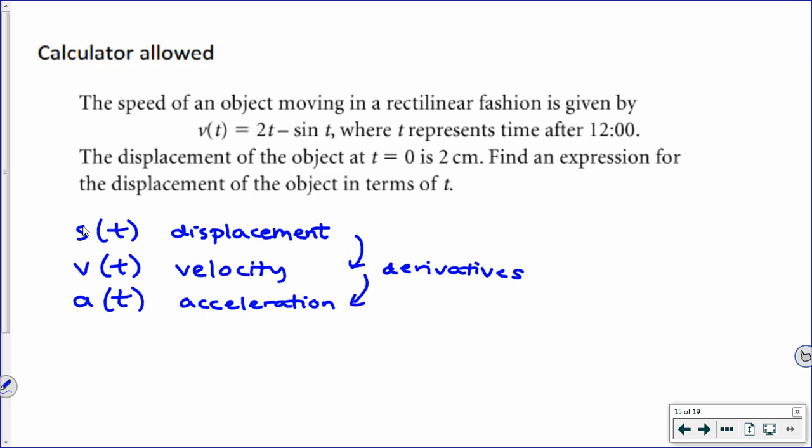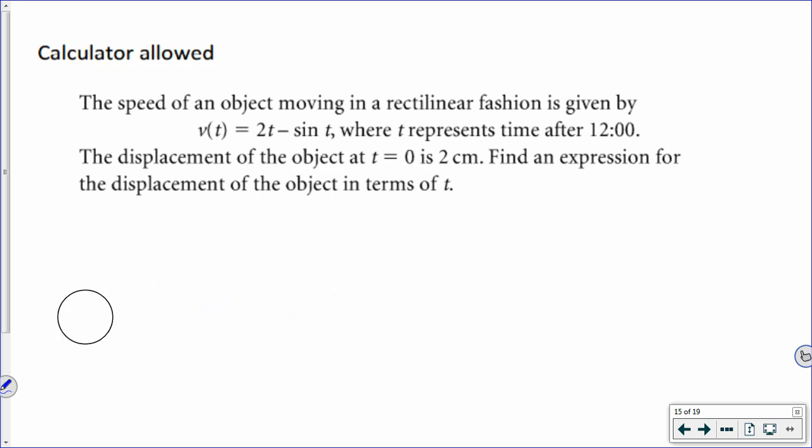So in the question at hand, we have the speed of an object moving in a rectilinear fashion. So that just means an object moving along a line. It's given by v of t equals 2t minus sine t. So there's our function. It's a velocity function. T represents time after 12 o'clock. The displacement of the object at time 0 is 2. So there's a specific piece of information about displacement, like an ordered pair almost. And we're asked to find an expression for the displacement in terms of t.